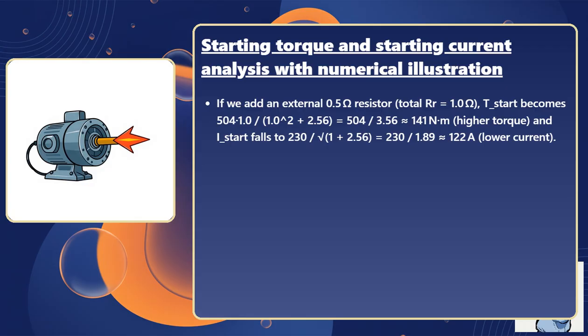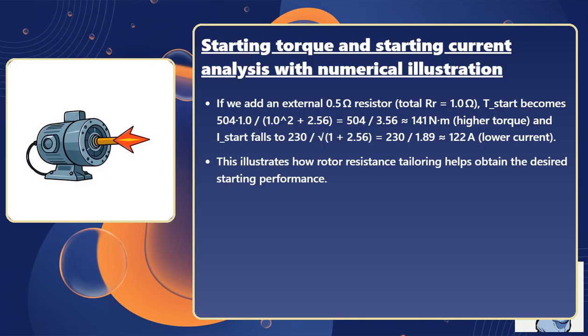If we add an external 0.5 ohm resistor, total RR becomes 1.0 ohm, then T-start becomes 504 times 1.0 divided by 1.0 squared plus 2.56, equals 504 divided by 3.56, approximately 141 Newton meters, higher torque, and I start falls to 230 divided by the square root of 1 plus 2.56, equals 230 divided by 1.89, approximately 122 amperes, lower current. This illustrates how rotor resistance tailoring helps obtain the desired starting performance.